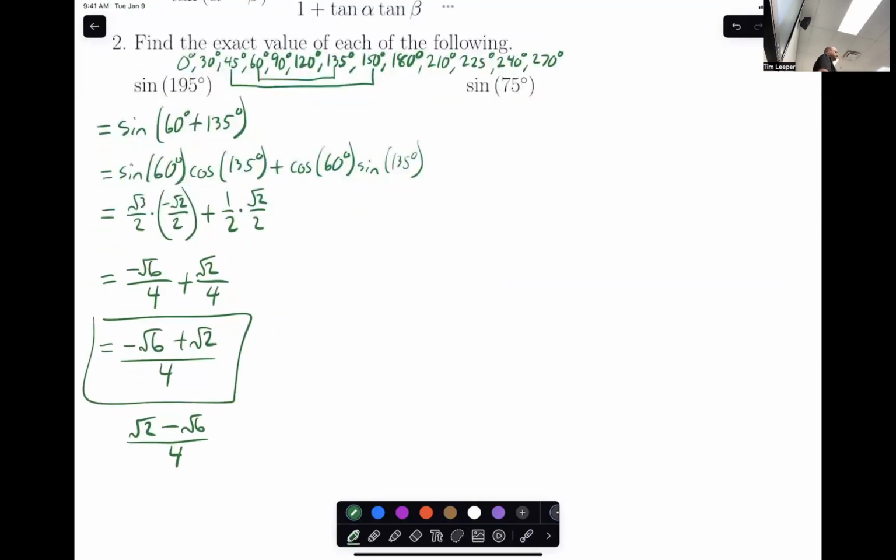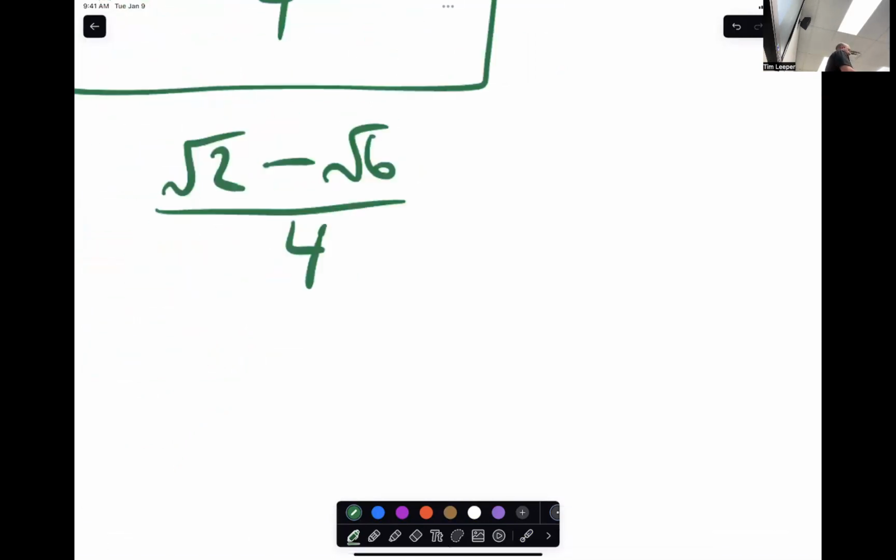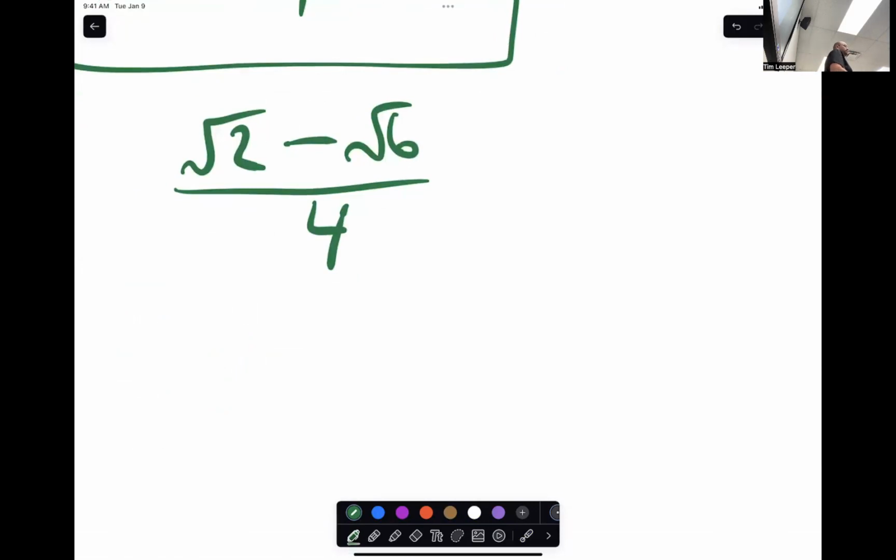Fantastic. Any questions about the sine of 195 degrees? By the way, what quadrant is this in? It's the third quadrant. Good. In the third quadrant, is sine positive or negative? It's negative. And that makes sense here, because the square root of 2 is less than the square root of 6, so a smaller number minus a larger number gives you a negative. Just a small little check here.